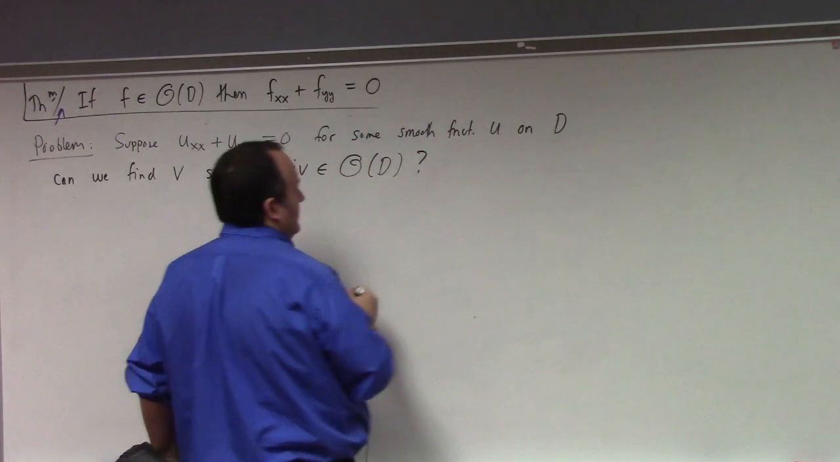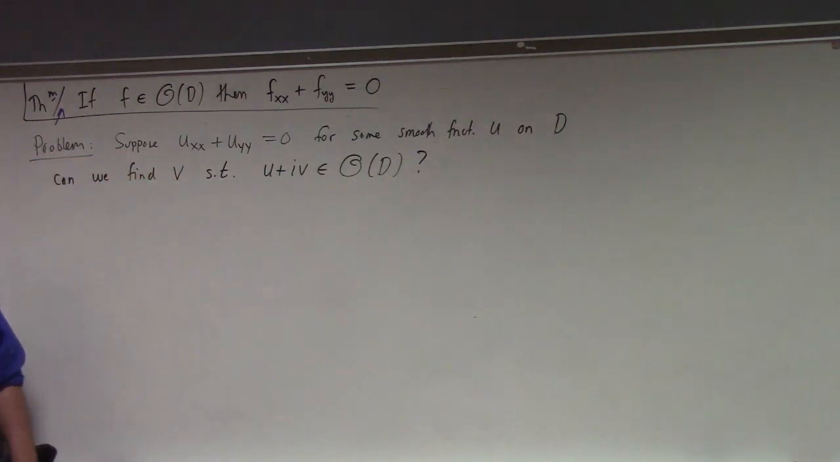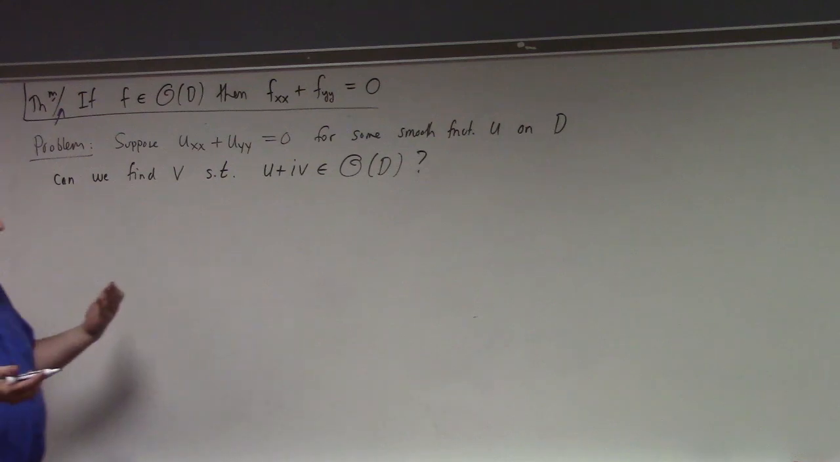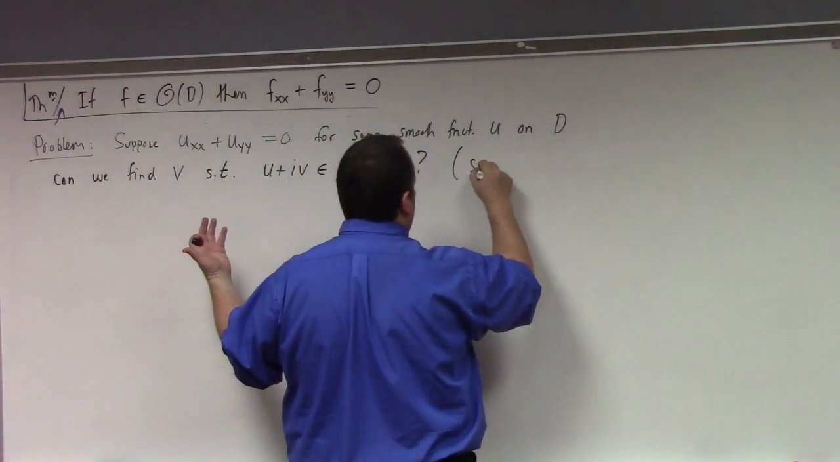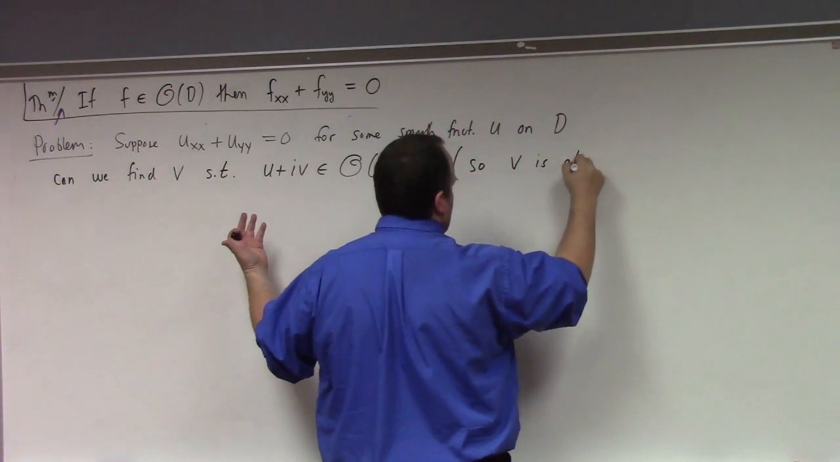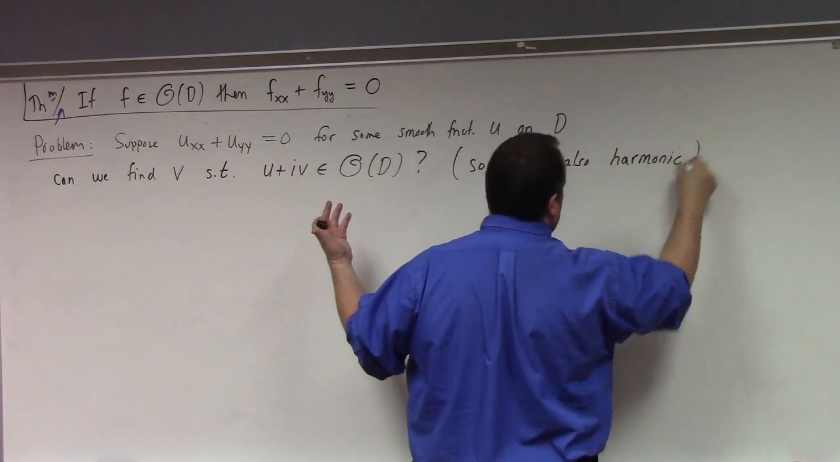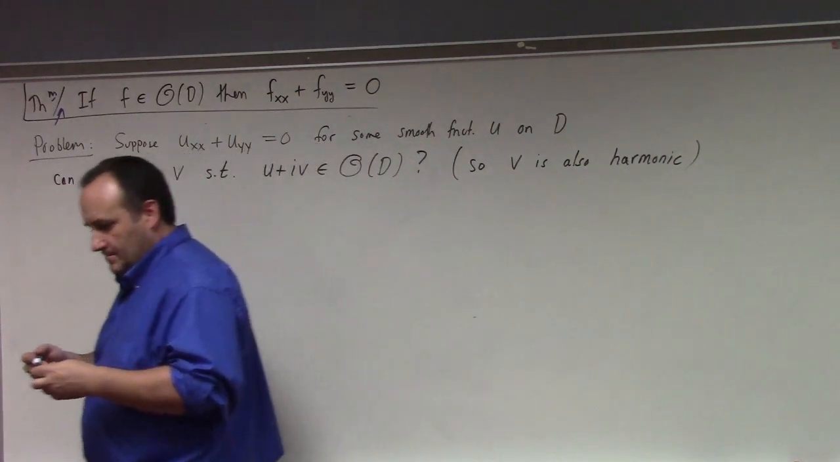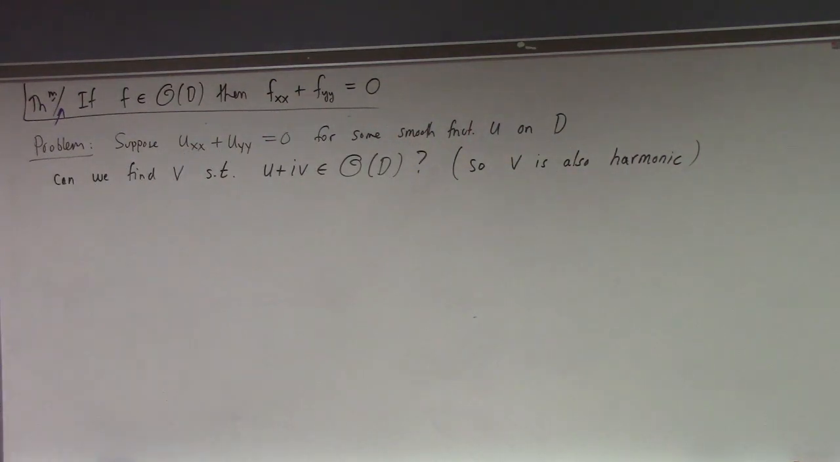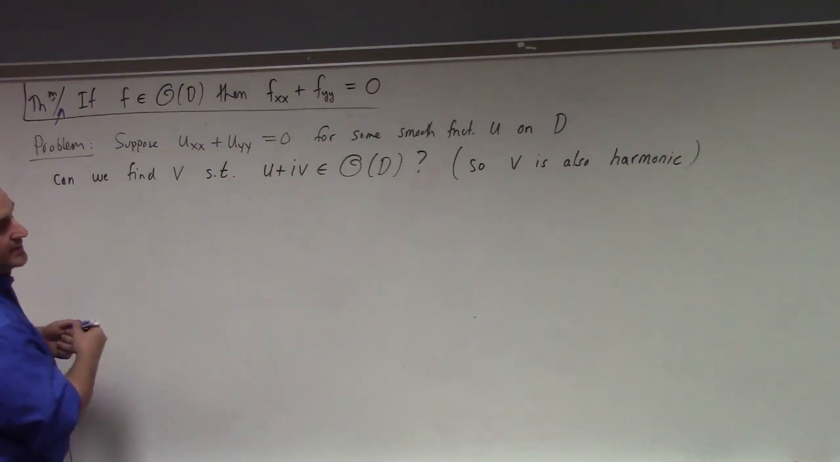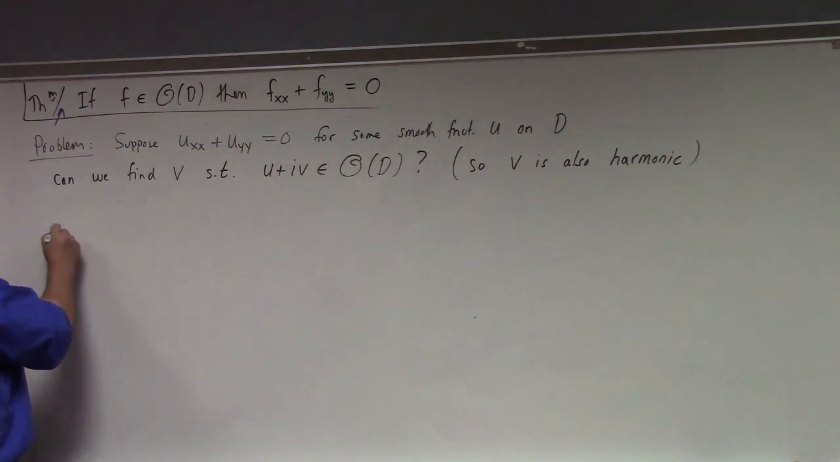In other words, what would that also mean? If we could do that, that would also mean v is also harmonic on D. Shall we try this? Let's try this calculation out here. Example 2.